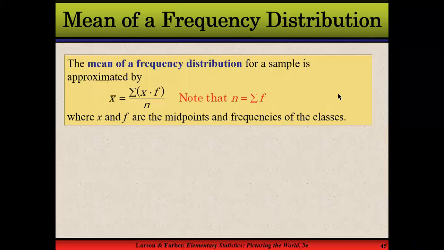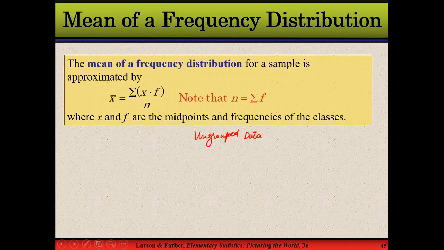Okay, so next we consider the mean of a frequency distribution. But before that, I want you to understand the difference between grouped data and ungrouped data. Well, ungrouped data is raw data. So when you collect information from any observations and you record that information, it is recorded in an unorganized form.